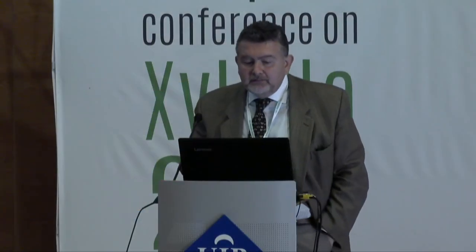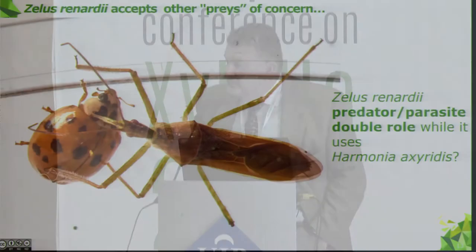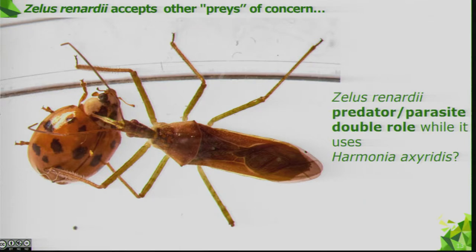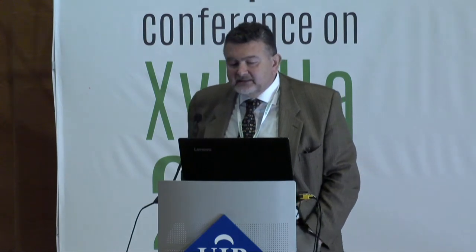One more step of the story is that we tried to use Harmonia axyridis as prey. The results of this experiment were very surprising, because Zelus preys on Harmonia, no way. Harmonia, as it is stung, stops moving, but Harmonia survives the attack. This is very interesting for us because we are doing a targeted experiment now to understand if Harmonia, once stung, is able to reproduce or not.